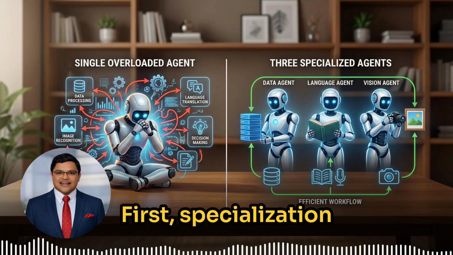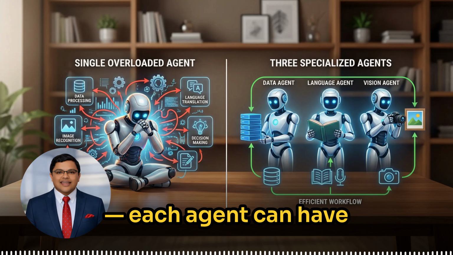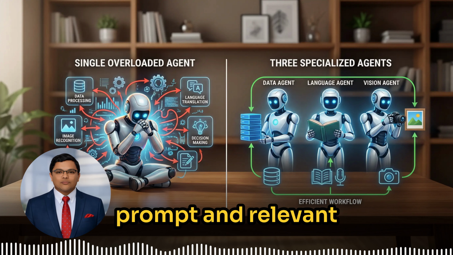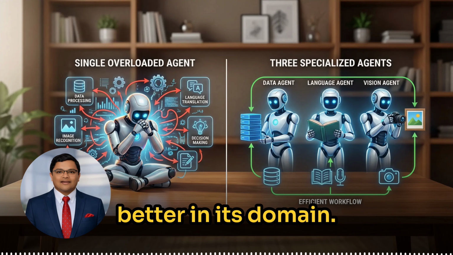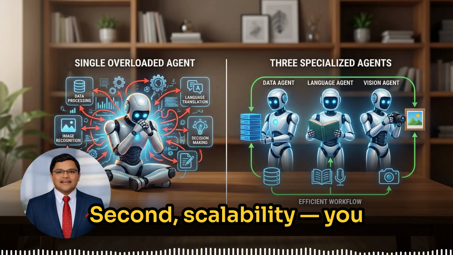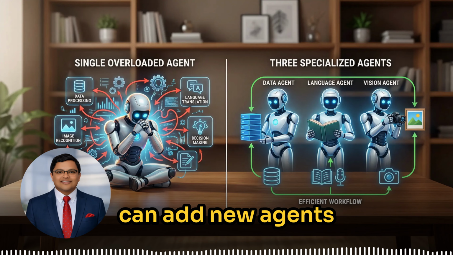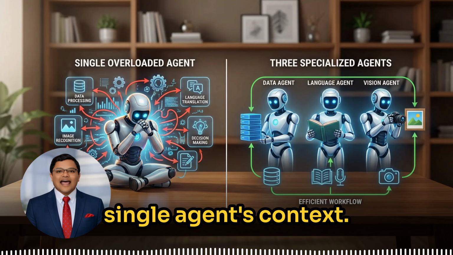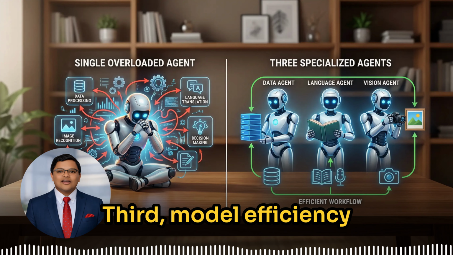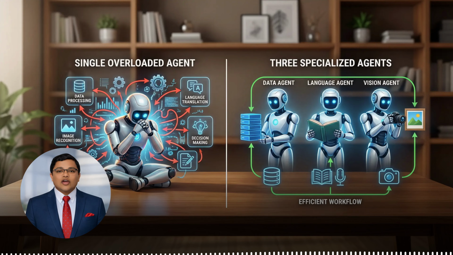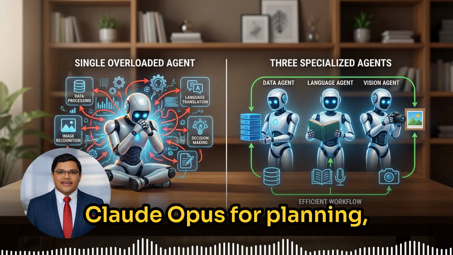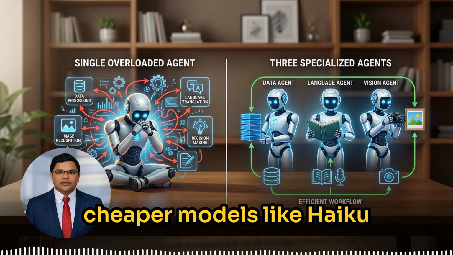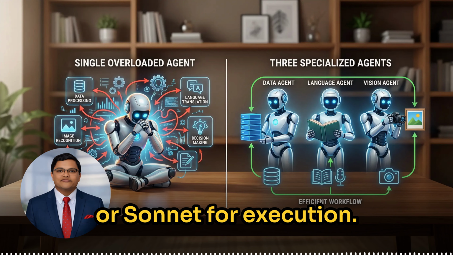First, specialization. Each agent can have a focused system prompt and relevant tools, so it performs better in its domain. Second, scalability. You can add new agents without bloating any single agent's context. Third, model efficiency. Your orchestrator can use a powerful model like Claude Opus for planning, while workers use cheaper models like Haiku or Sonnet for execution.